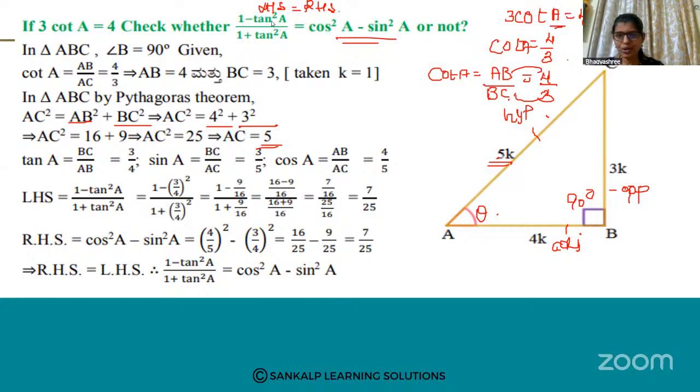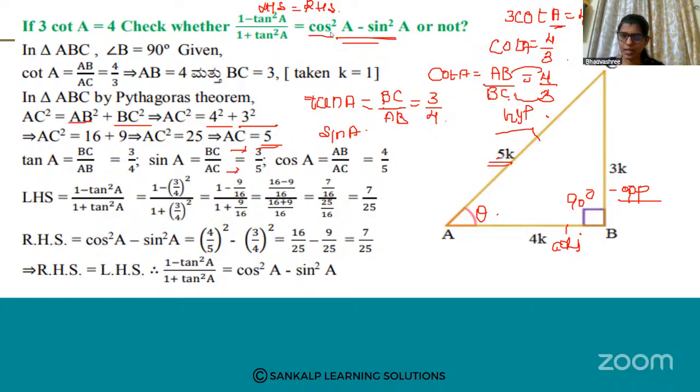Now, what we want in the question, tan A is there. So let us write the tan A value first. Tan A, tan theta is opposite side divided by adjacent side. Opposite side is BC divided by adjacent side is AB. BC is 3 divided by 4. Next, what else do we have? Cos A is there, sin A is there. So sin A means what? Sin A means opposite divided by hypotenuse, right? Opposite divided by hypotenuse. BC divided by AC, right? So BC value is 3, AC value is 5.